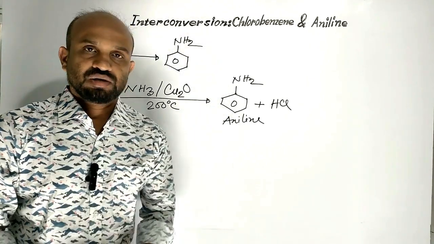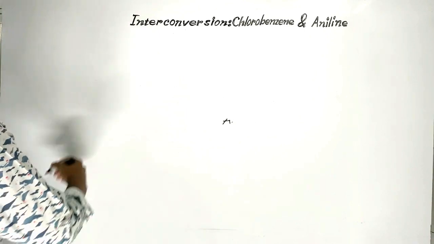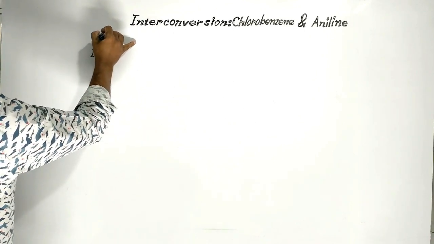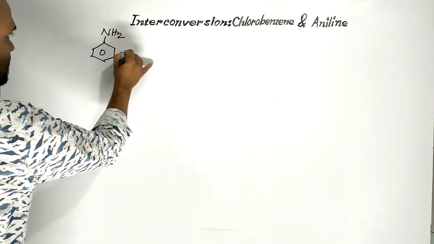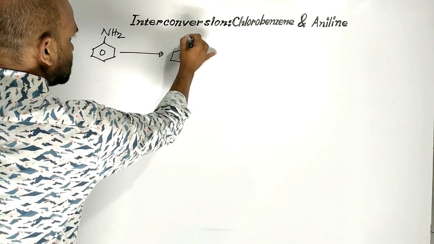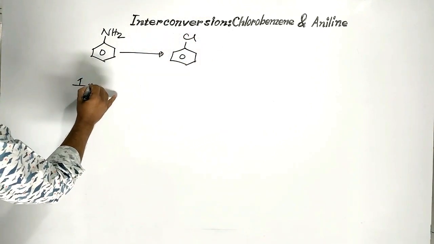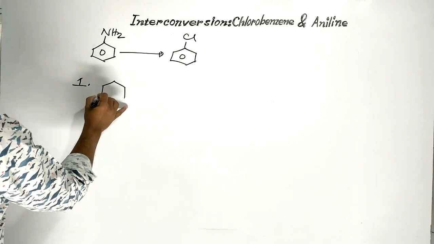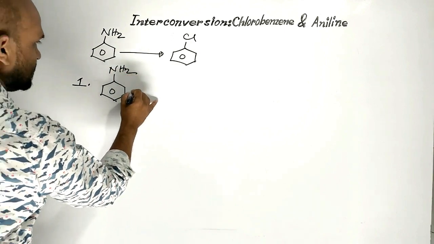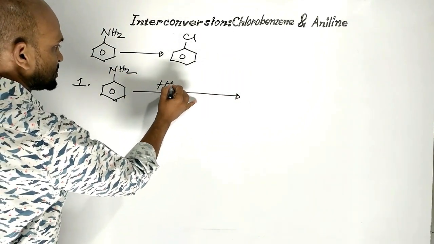Now let us see conversion of aniline to chlorobenzene. Now, aniline to chlorobenzene. Step 1. Aniline is treated with nitrous acid.